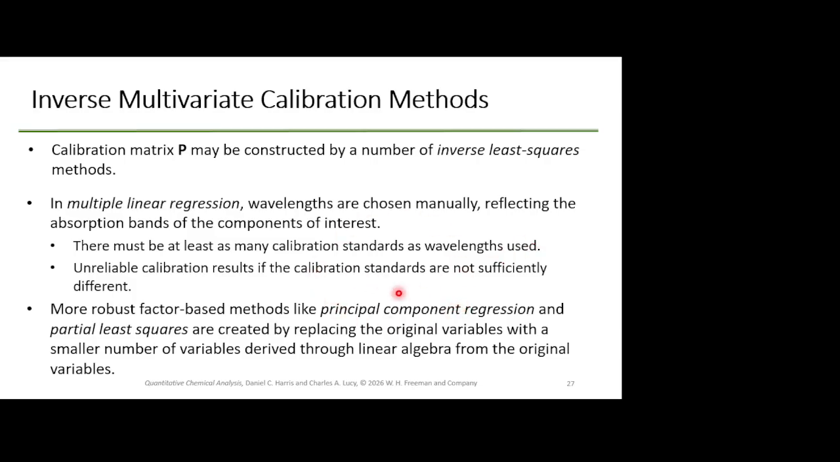Unreliable calibration is going to result if the calibration standards are not sufficiently different. More robust factor-based methods are going to be things like principal component regression and partial least squares. These were actually created to replace the original variables with small numbers of variables derived through linear algebra from the original variables.